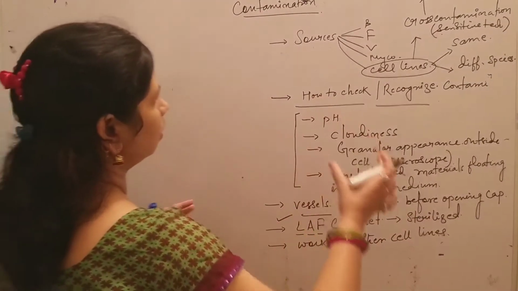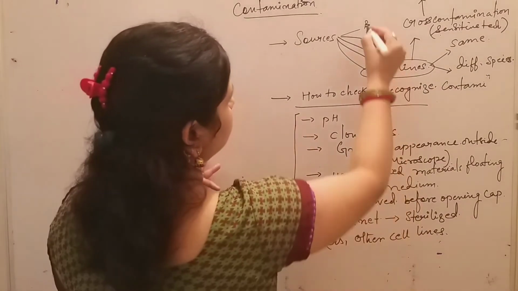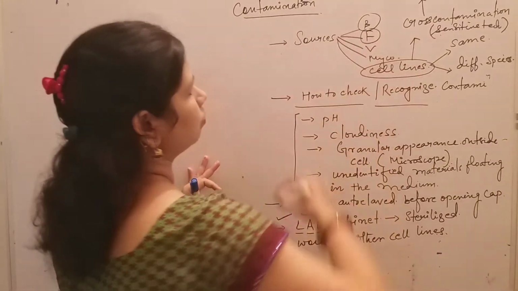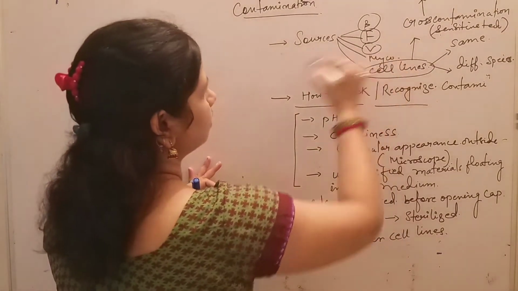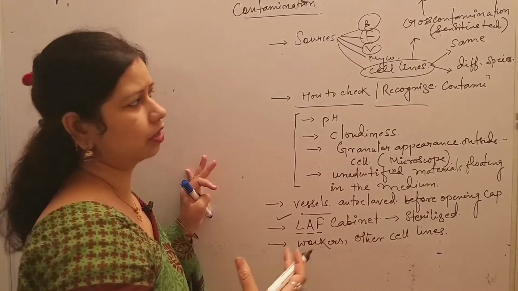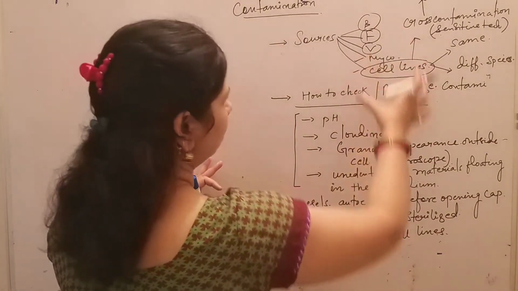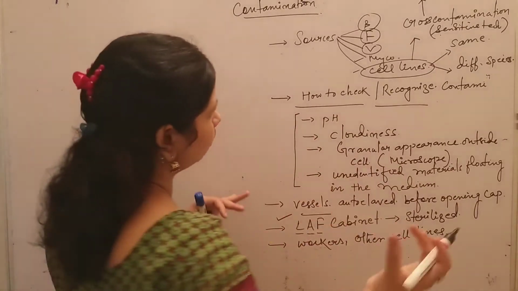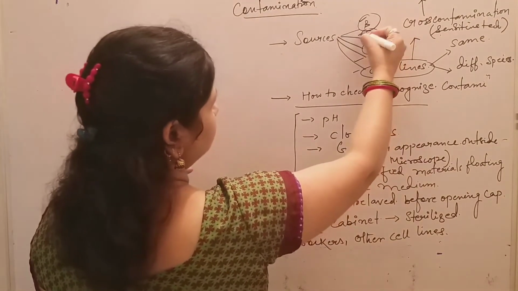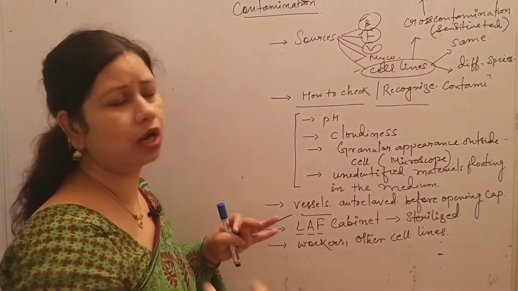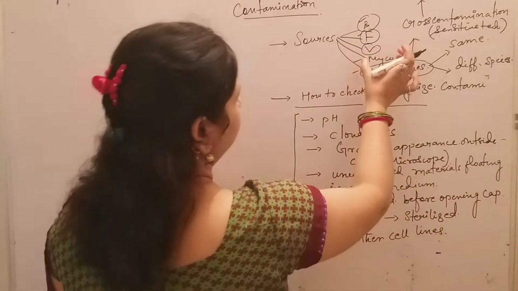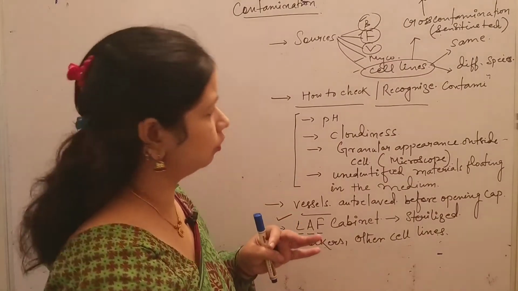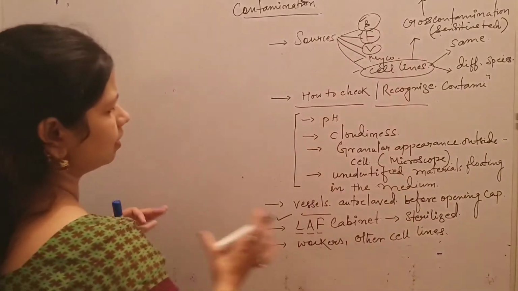Okay, so now I have told that bacteria can be the source of contamination, fungi can be the source of contamination, viruses can be a source of contamination, as well as mycoplasma and cell lines. So now I am going to discuss how to test the viral contamination, how to test the bacterial as well as fungal contamination, and how to check the mycoplasma contamination, because mycoplasma contamination is very difficult to detect. So about all these I am going to discuss.